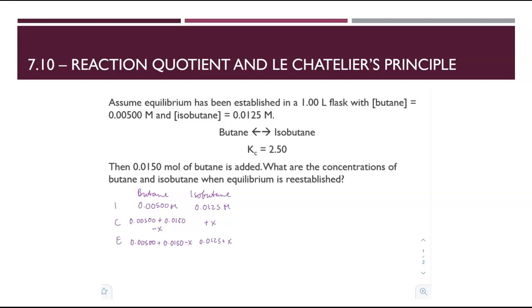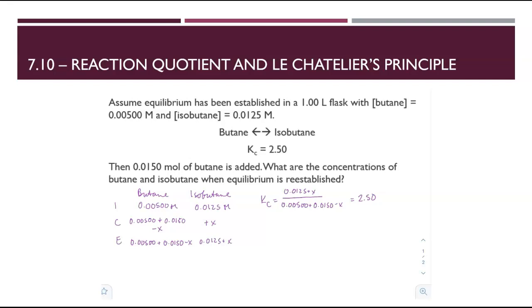Okay, so we are going to set up our equilibrium expression. So Kc equals, they're in a 1-to-1 ratio, so it's going to be 0.0125 plus X divided by 0.005 plus 0.0150, minus X, sorry, not plus X. And we know that Kc is 2.5 at this temperature.